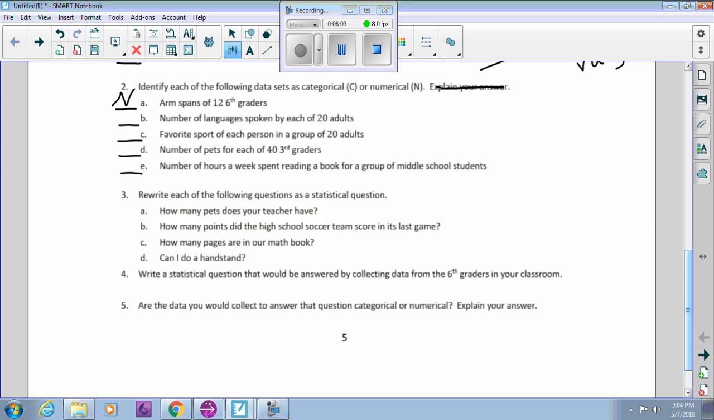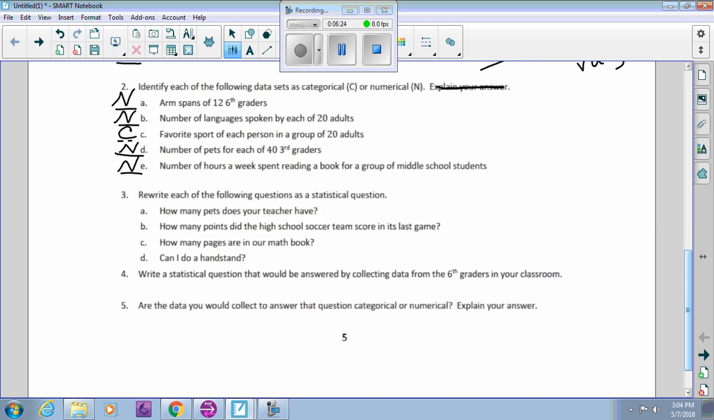Number of languages spoken by each of 20 adults, that's going to be numerical. Favorite sport, categorical. Number of pets, that's going to be numerical. Let me erase that. So again, that's a number, numerical. Number of hours, that's numerical.